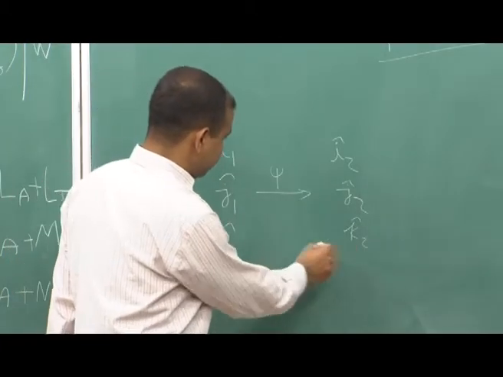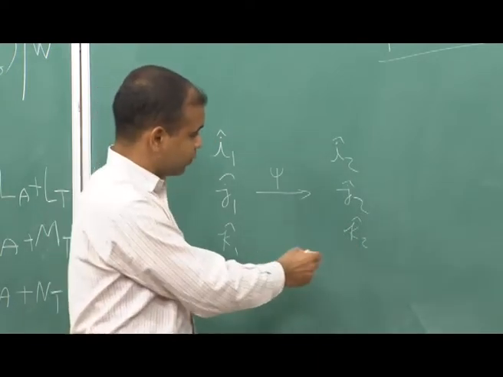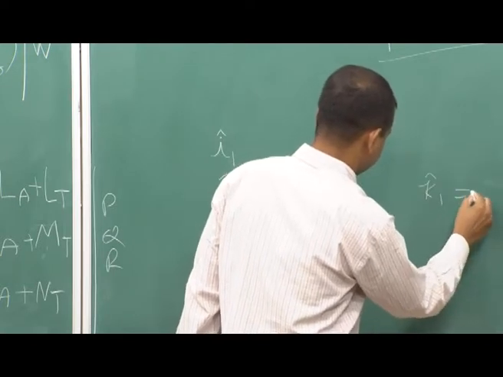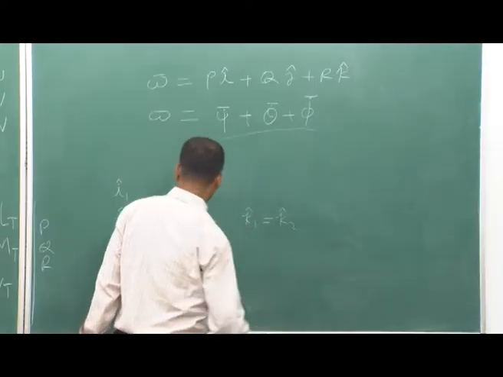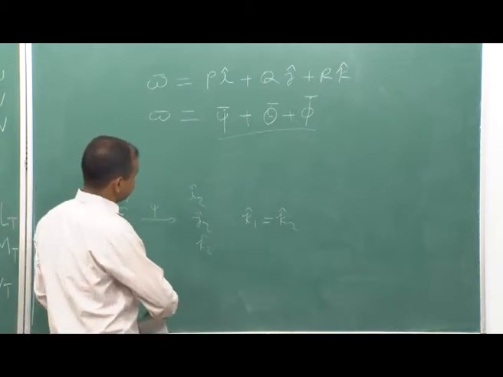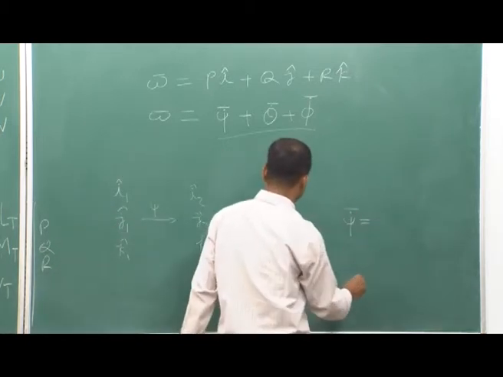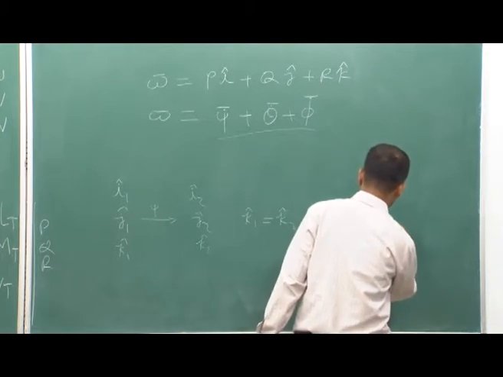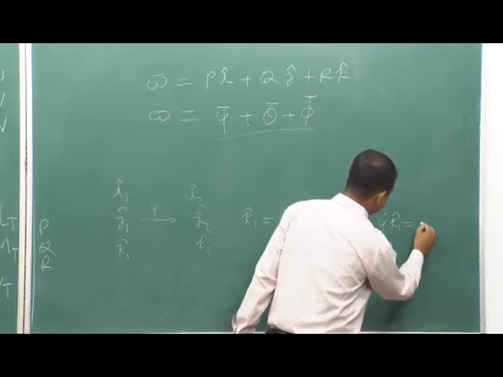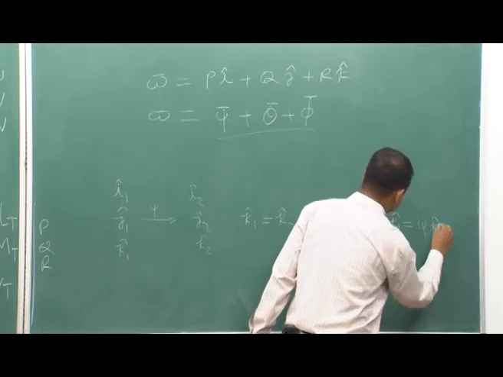Here the K1 will be equal to the K2 because we are doing this rotation about the z axis. So, K1 is equal to K2, and I can write the psi dot vector is equal to psi dot K1, and this is equal to psi dot K2.